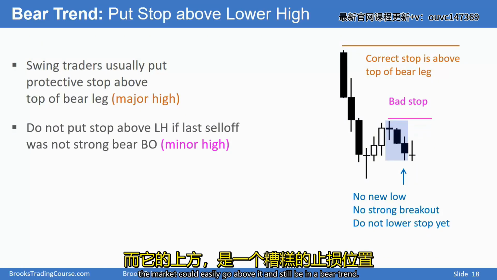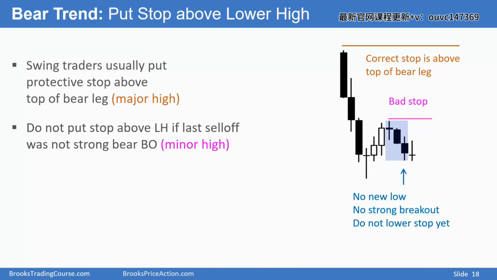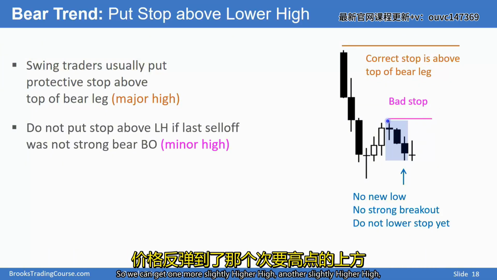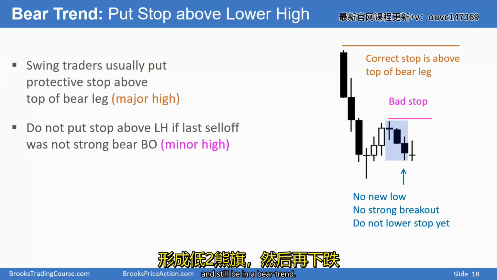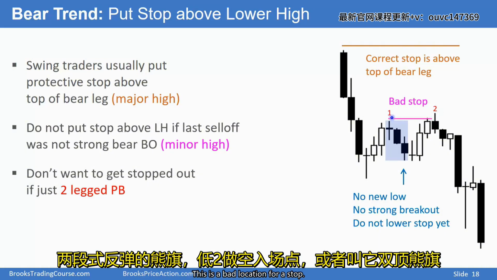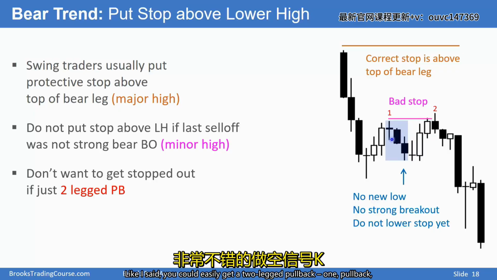This is a bad location for a stop. Like I said, you could easily get a two-legged pullback. One, pullback, and then two, going above that minor lower high, and then the bear trend could resume down from the low 2 bear flag. And that's what happened. One, pullback, 2, we have a two-legged bear flag, a low 2 short, double top bear flag, decent sell signal bar.